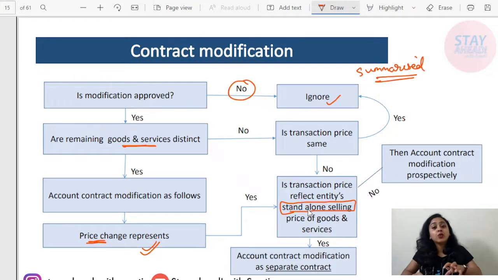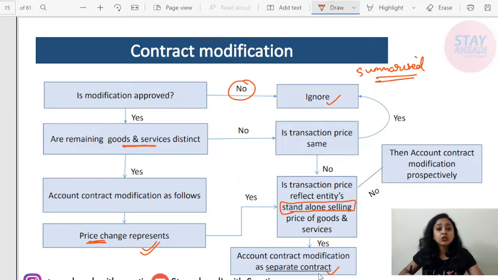Any price that you would have charged from any passing customer without any influence, without any bias. If such a price rise or price decline, anything, if such price change is very much equal to the standalone price that you would have charged from any other customer, okay, if it is yes, then you will record such particular modification as a separate contract.